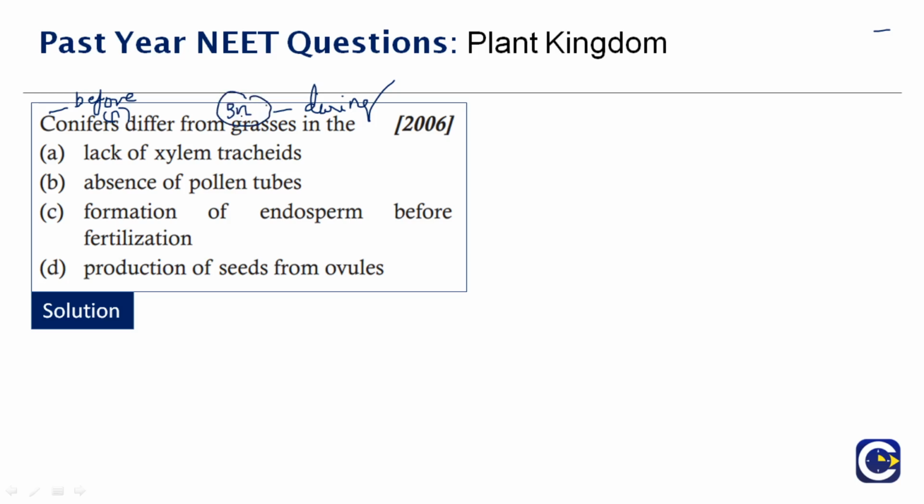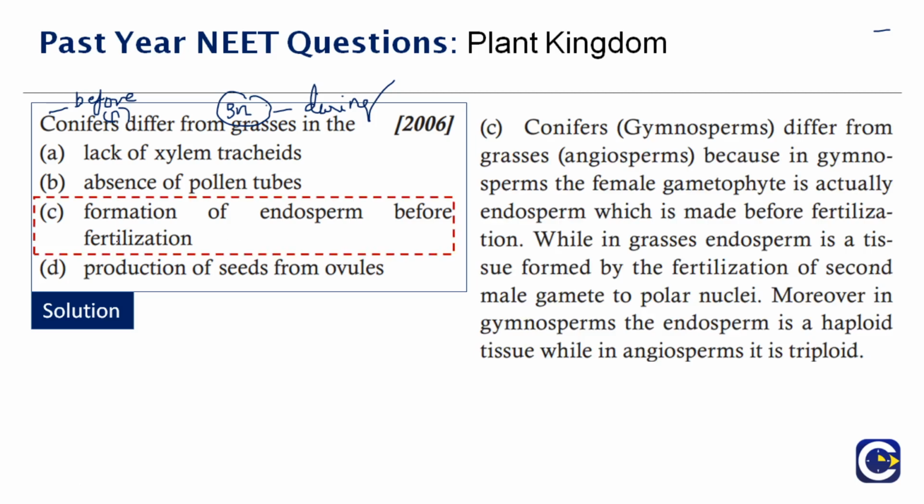Now you can ask me about triploid. When I say triploid, this system will very rarely occur in humans, especially in primates. We'll call it a rare disorder, when you have three sets of chromosomes, which is not necessary at all. This kind of system is mostly seen in plants, predominantly in plants. So you differentiate conifer from grasses only by these basic things: formation of the endosperm before fertilization. Therefore the correct answer is option C.